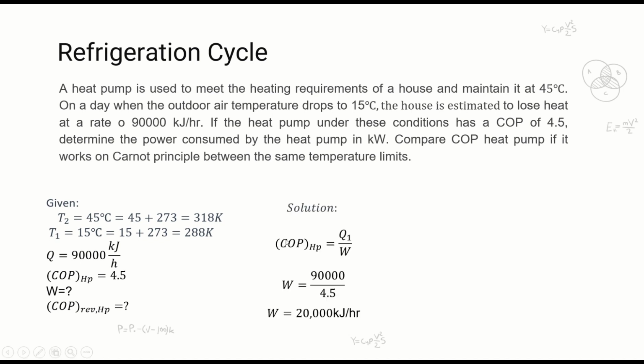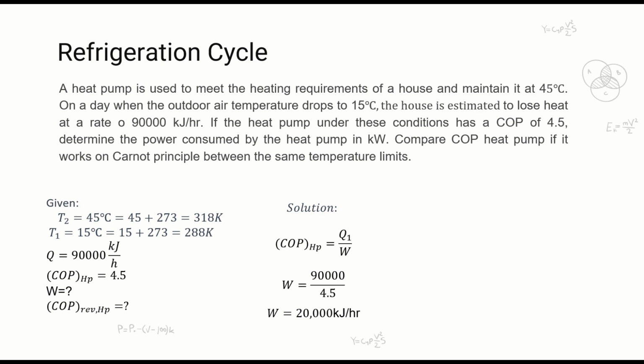For our solution, we will be using the coefficient of performance of HP equals Q1 over W. Note that we are looking for W here, thus we should derive this formula and put W here. Let us substitute the values: for Q, we have 90,000 kilojoules per hour, and for our COP of HP, we have 4.5. By solving it in our calculator, we get the value of W, which is 20,000 kilojoules per hour.